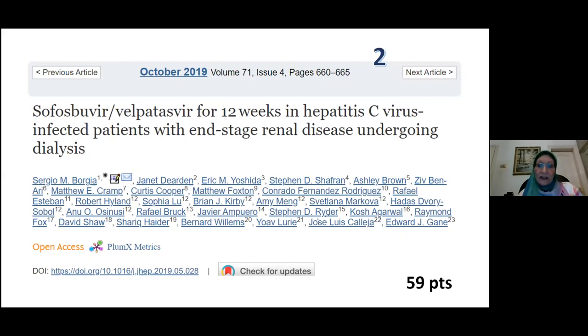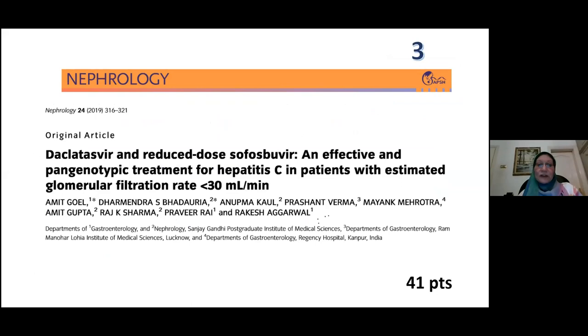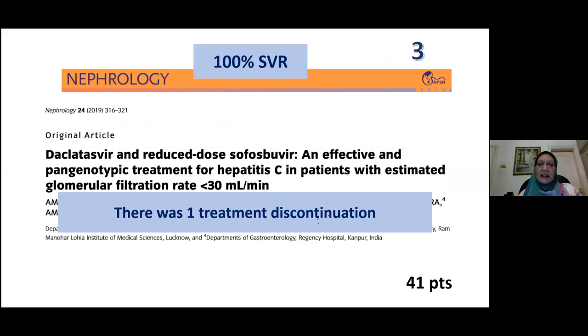And this is another study from India on daclatasvir and reduced dose of sofosbuvir, and it was given for patients both on dialysis and not yet on dialysis, all with a GFR less than 30. And for those who continued treatment, there was 100% sustained viral response. There was one treatment discontinuation because of pancreatitis, and there were 3 mortalities that were unrelated to the drug.